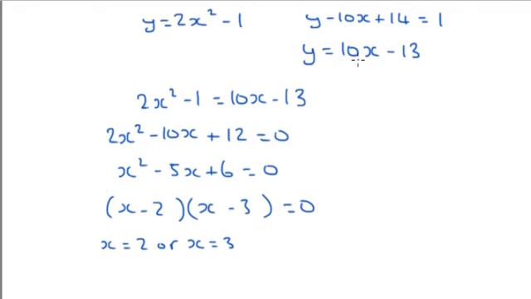So because y is equal to 10 lots of x take away 13, when x is equal to 2, y would equal 20 take 13, so 7. Or when x is 3, y would be 30 take 13, which is 17. So those are your answers: when x is 2, y is 7, or when x is 3, y is 17.